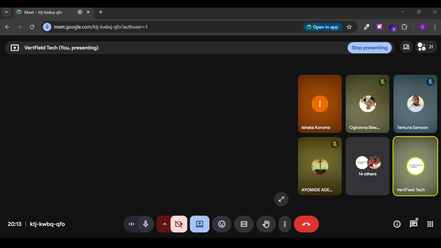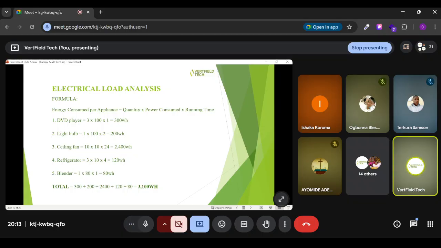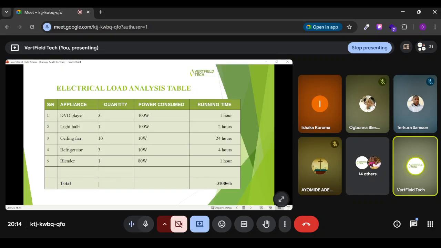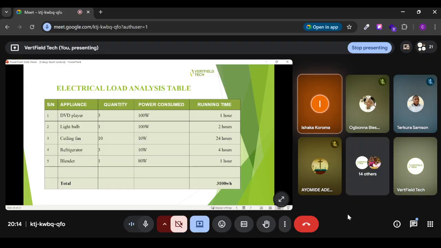Now let us calculate. For the DVD player, 3 multiplied by 100 by 1 gives you 300 watt hour. For the light bulb, 1 multiplied by 100 by 2 gives you 200 watt hour. For the ceiling fan, 10 multiplied by 10 by 24 gives you 2400 watt hour. For the refrigerator, 3 multiplied by 10 by 4 gives you 120 watt hour. For the blender, 1 multiplied by 80 by 1 gives you 80 watt hour. The total energy consumption becomes 3100 watt hour. You can see it on this very table, 3100 watt hour that is being consumed by that facility. In turn, it becomes the energy need of Mr. Sampson's facility.